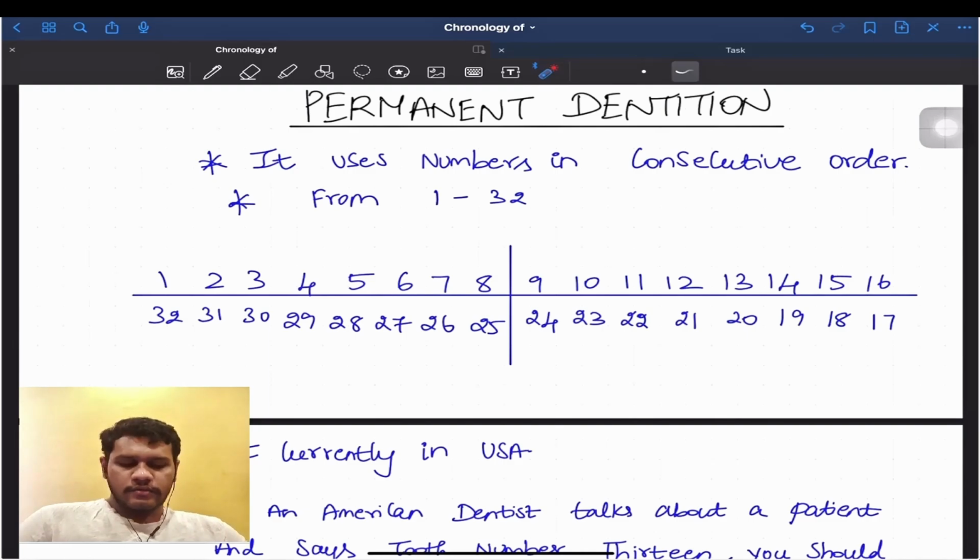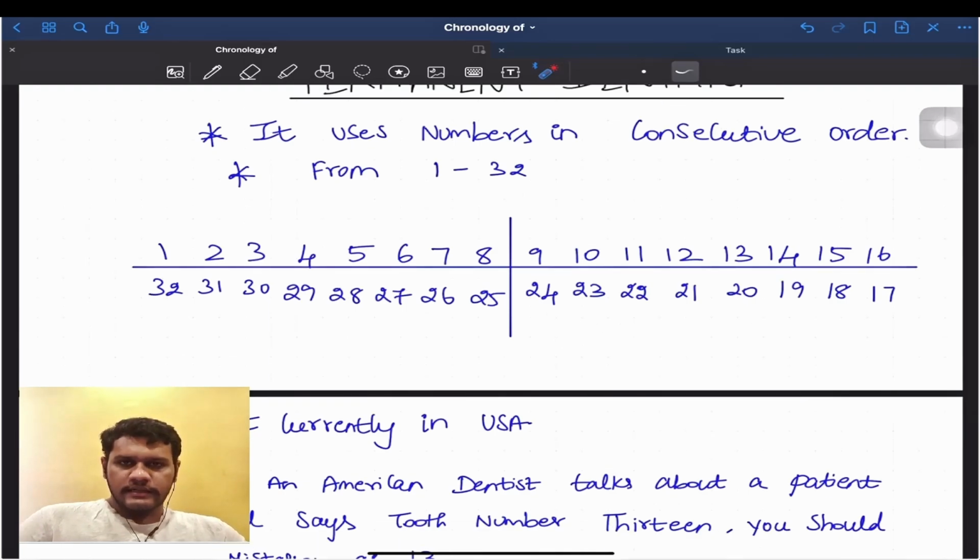This system is hard to remember. You can remember either by practice or by some tricks. Like if you take the midline part, 8, 9, 25, 24 are the central incisors. 1, 16, 17, 32 are the third molars. Like that you can get an idea. This system can only be remembered if you practice it and say it daily. This cannot be learned in one day.